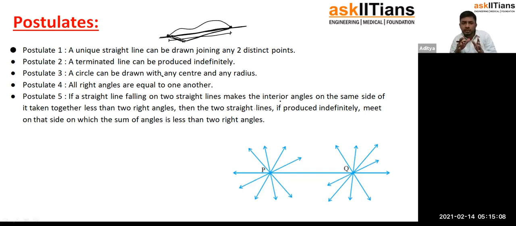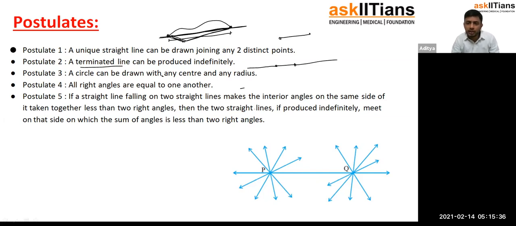So what we are saying is that the shortest distance between the two points is described by the unique straight line which joins them. A terminated line can be produced indefinitely. That is obviously true. Let us say there is a line segment, which it is calling a terminated line. Then, of course, if we want, we can produce it indefinitely in both directions.